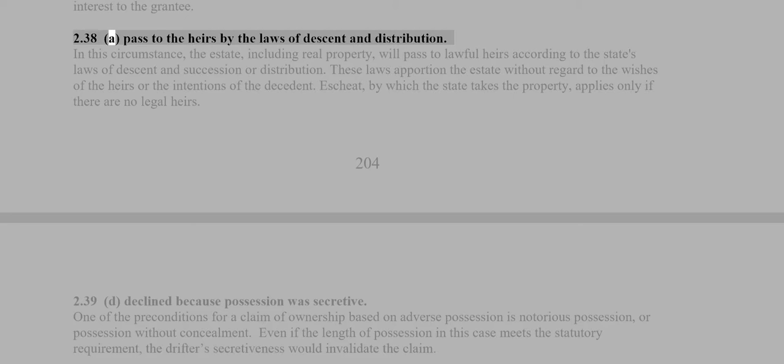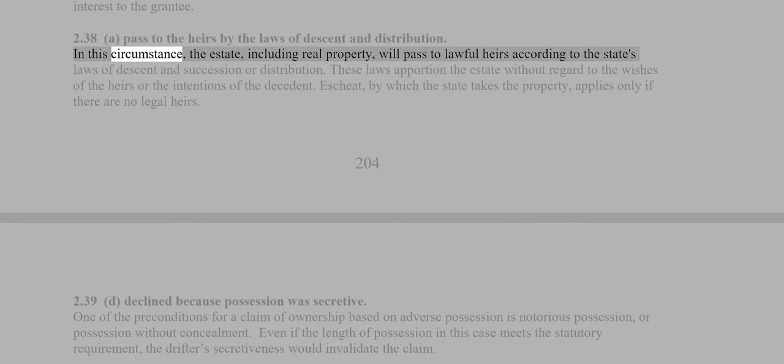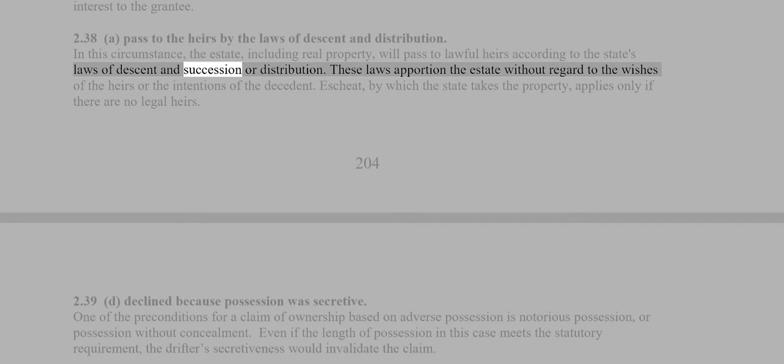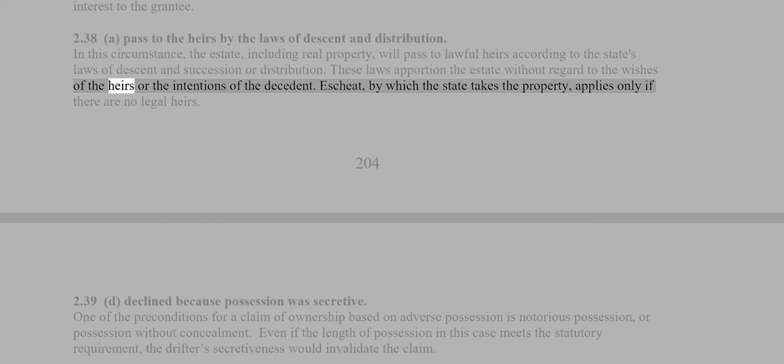2.38 A. Passed to the heirs by the laws of descent and distribution. In this circumstance, the estate, including real property, will pass to lawful heirs according to the state's laws of descent and succession or distribution. These laws apportion the estate without regard to the wishes of the heirs or the intentions of the decedent. Escheat, by which the state takes the property, applies only if there are no legal heirs.